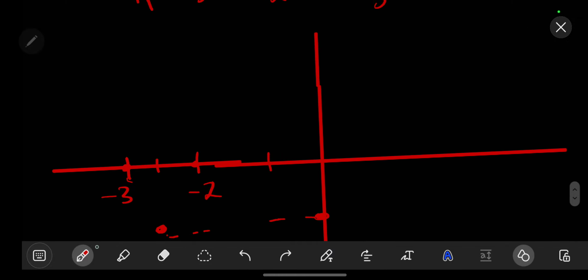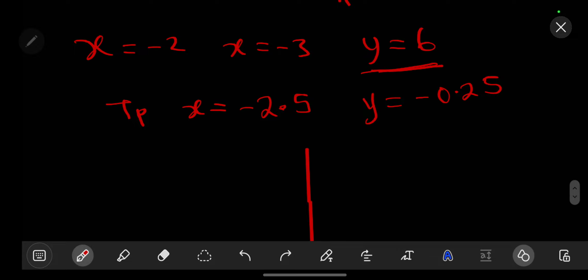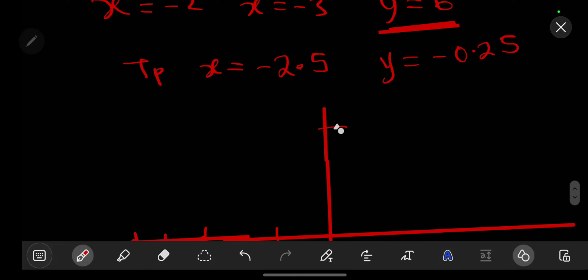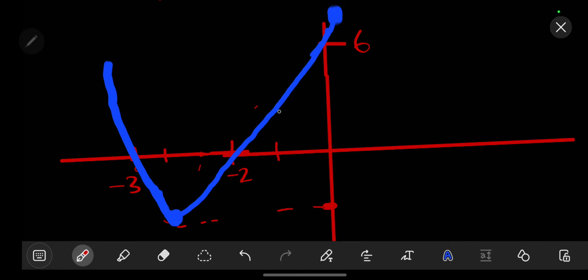Then the other thing is that the y-intercept passes at 6. So we are going to just put our 6 at that point and let's just join the graph. So we are going to have something like this. Then the graph goes like that. So you should be able to write it properly. So this is the graph of y equals x squared plus 5x plus 6.